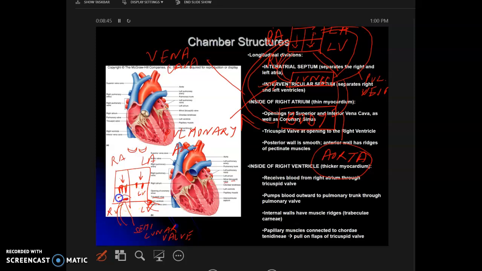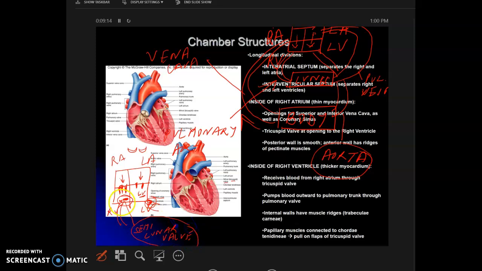So again, this is also called semi-lunar valve. And this is also called semi-lunar valve. Semi-lunar will prevent backflow of blood from where? Right ventricle to the pulmonary what? Artery. Another semi-lunar valve will also prevent the flow of blood from the left ventricle into the aorta. Two different valves have the same name, semi-lunar valve.